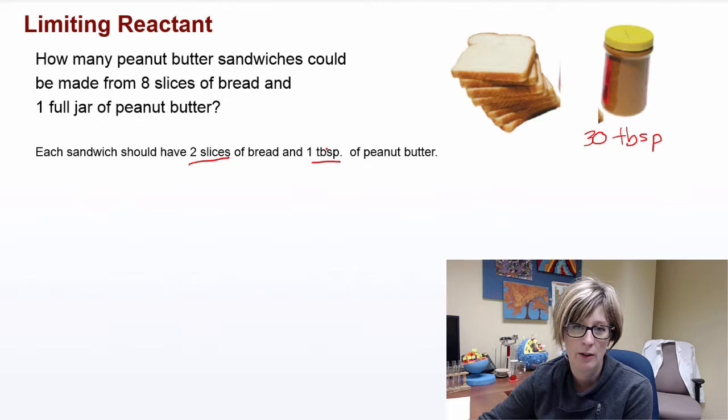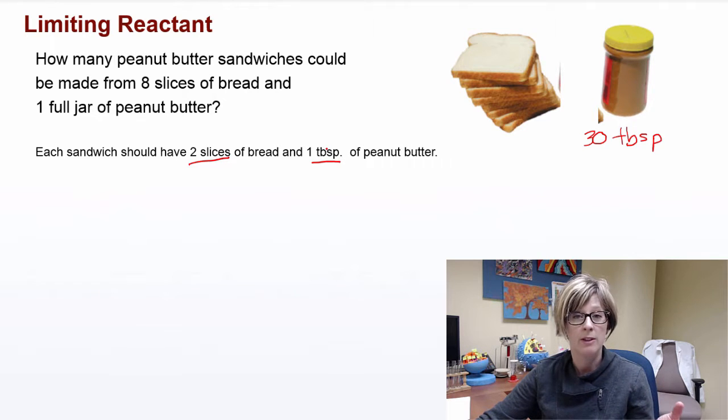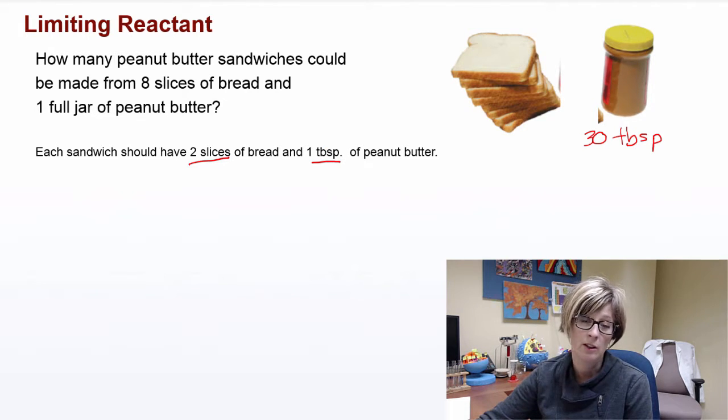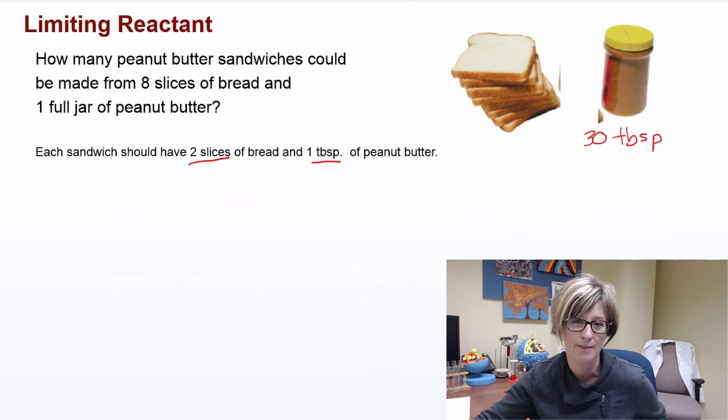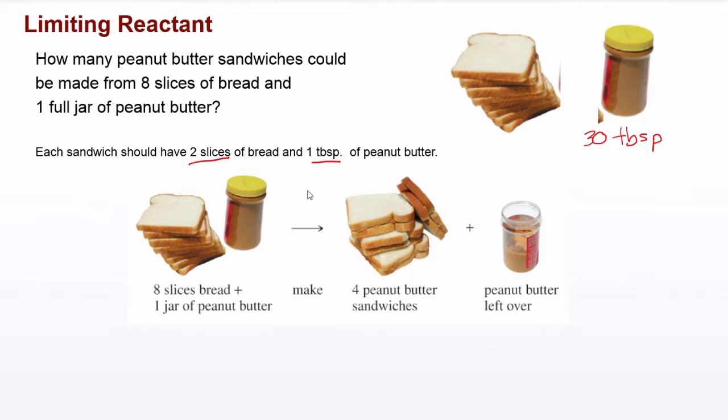So we want to figure out how many peanut butter sandwiches we could make, and you can probably do this in your head. So think about that for a second, or pause the video and see if you can think about how many peanut butter sandwiches you could make altogether. All right, so if you've got 8 slices of bread and 1 jar of peanut butter, you could make 4 peanut butter sandwiches, because we've got 8 slices of bread and we need 2 for each sandwich.